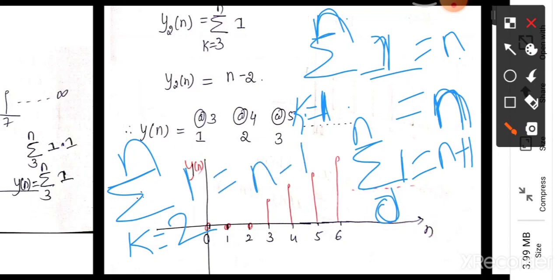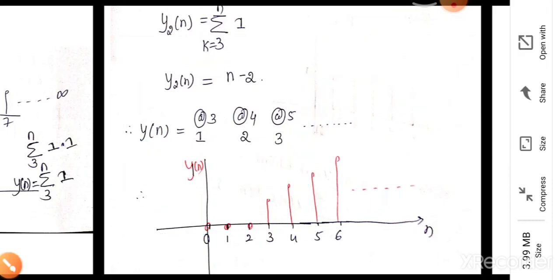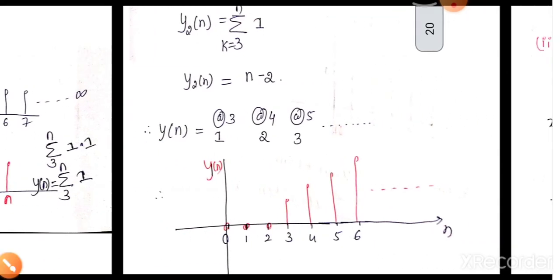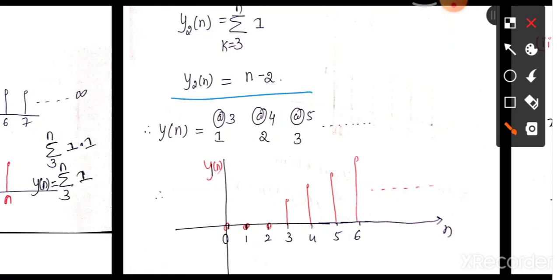But the signal is starting from 3. 3 to n means 2 elements you are lessening, so it should be n minus 2. Therefore, you can write y2 of n equal to n minus 2.